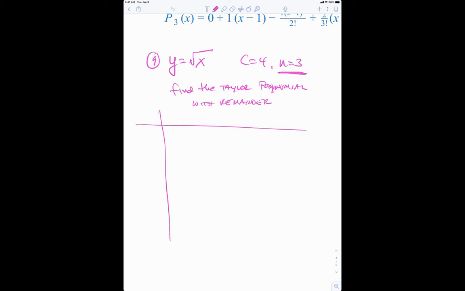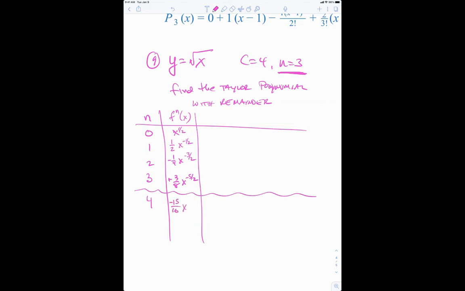So just kind of review the process here. N, so 0, 1, 2, 3. We are going to need to go to 4. This is going to be like the remainder. The function or the derivative. So the first one is root x. So I'm just going to call it x to the 1/2 if that's okay. The first derivative is 1/2 x to the negative 1/2. The second derivative, we drop the power, is negative 1/4 x to the negative 3/2. And the third derivative is positive 3/8 x to the negative 5/2. I do need to go one more. Okay, this will be the remainder. So one more is going to be negative 15 over 16 x to the negative 7/2.